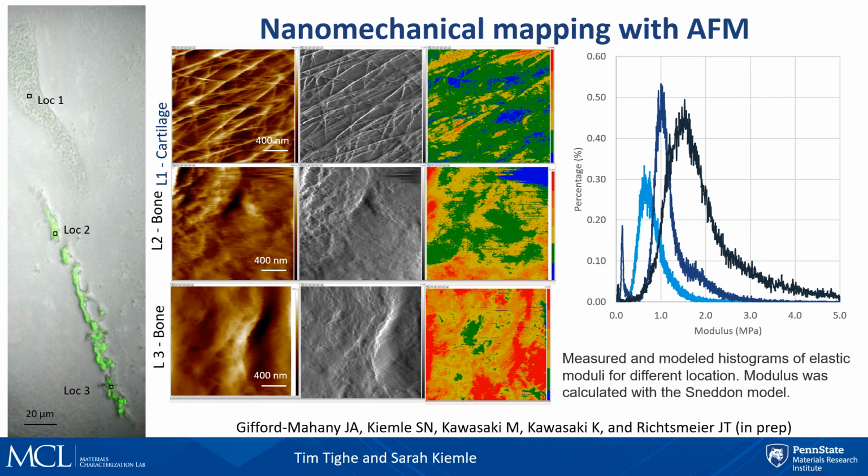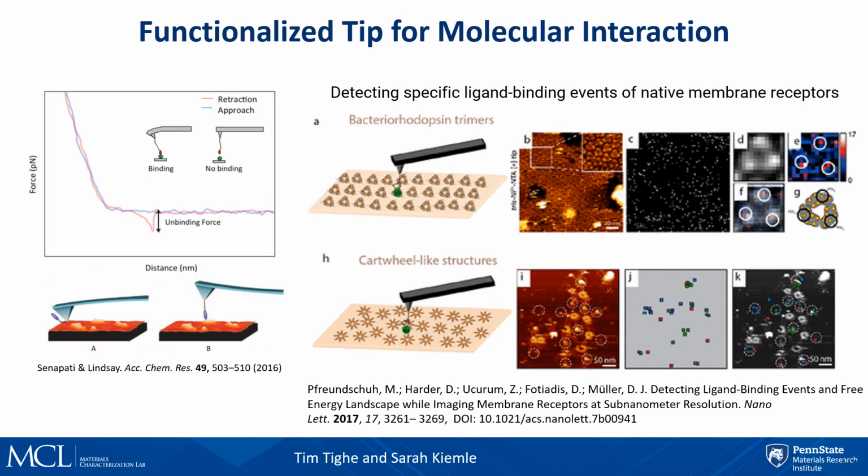So here's another example from the same study, looking at the location of developing bone. Again, we used a fluorescent label to find the different locations, and then scanned it and determined the modulus numbers, and we found that there was an increase of the modulus, or stiffening, along the developing bone.